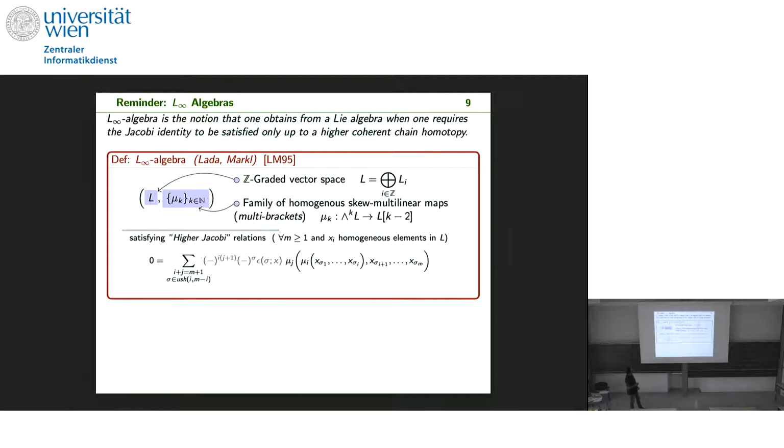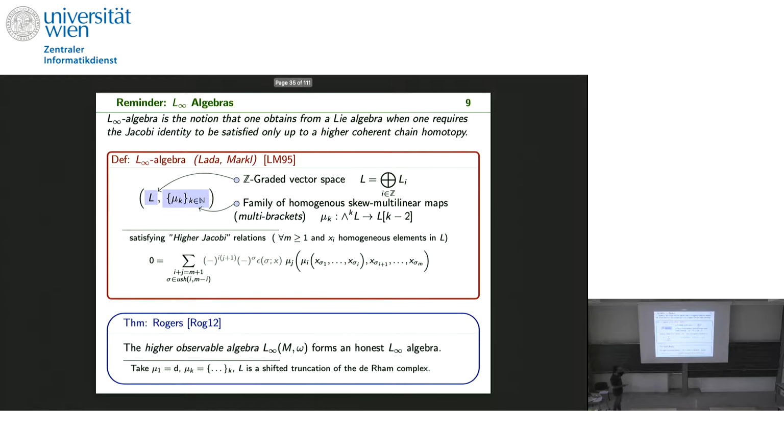In particular, with this degree shifting, they are not in degree 0, but the kth one is in degree k minus 2, together with axioms. This axiom is called the higher Jacobi equation, which tells you that if you combine several combinations of plugging the multibrackets into each other, the sum is equal to 0. This expression could be complicated, but it is a higher version of Jacobi. And Rogers proves that the higher Lie algebra, the thing that I defined in the previous slide, actually forms an honest L-infinity algebra.